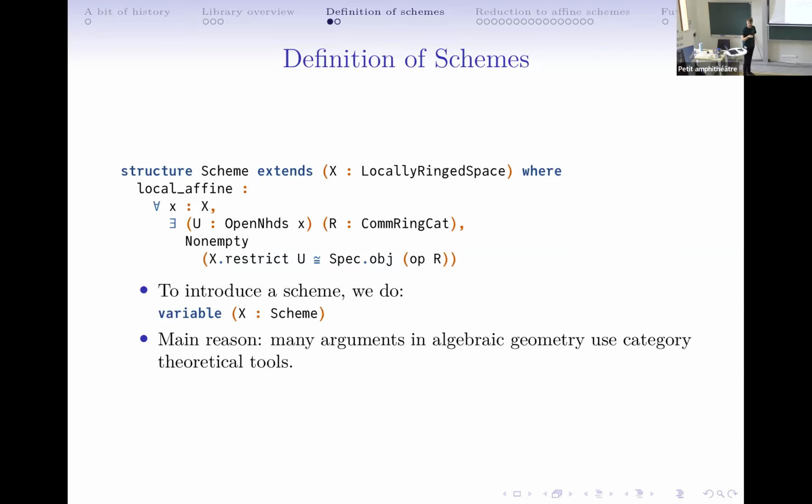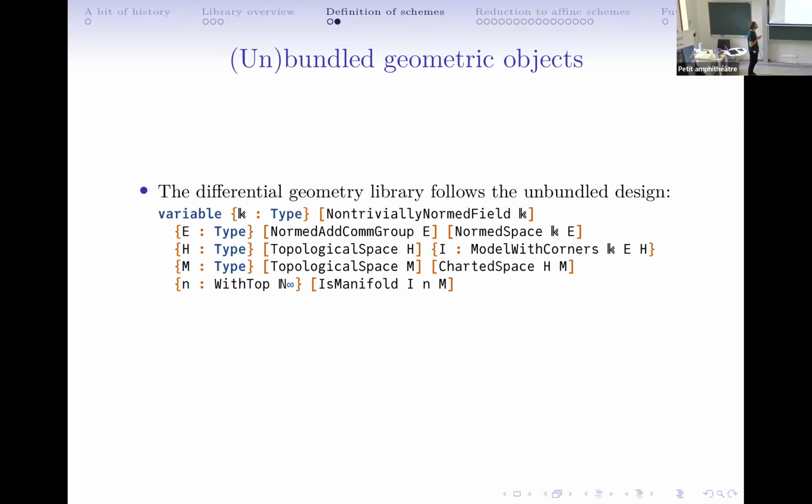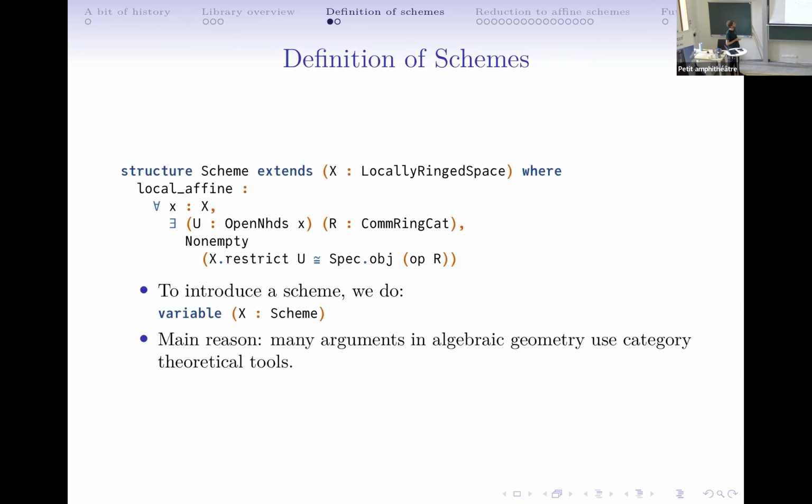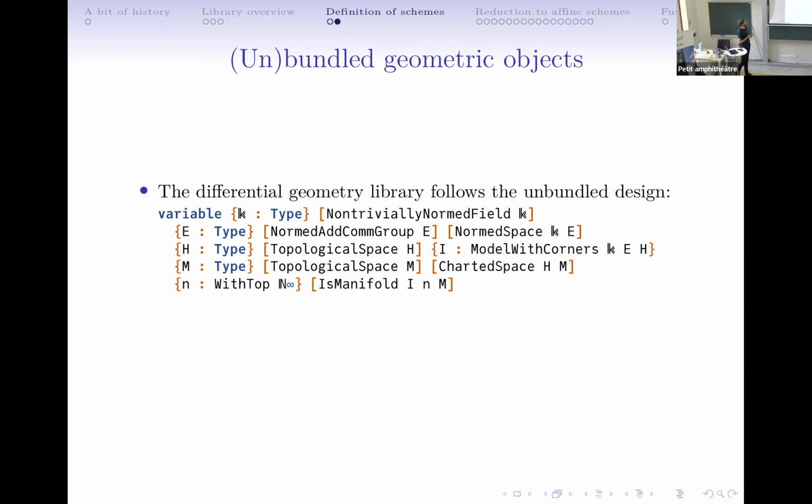But to contrast this with what you just mentioned, differential geometry. So the differential geometry library to introduce this manifold is these 5 lines of code. I'm not putting this there to make fun of the manifold library. I'm putting this just to contrast it with the design of schemes. For schemes, we write variable X in scheme, and for manifolds, we write this.